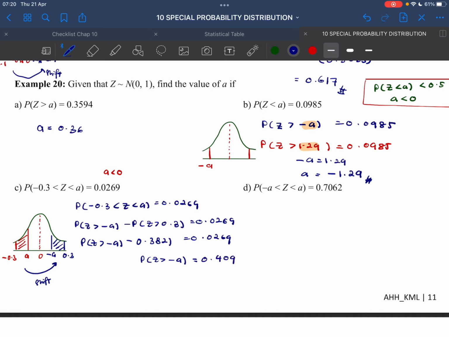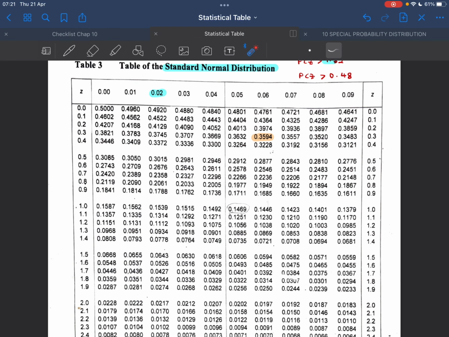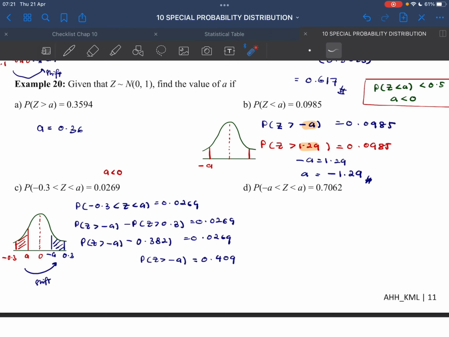Okay, so bringing it to the other side, we have P(Z > negative A) equals 0.4090. Okay, now to find your A, same thing as earlier. We are going to find the probability of this one in your table. Okay, 0.4090. This is 46. This is 34. This is 4090. Okay, so this value represents 0.23. So this is the same as P(Z > 0.23) equals 0.4090.